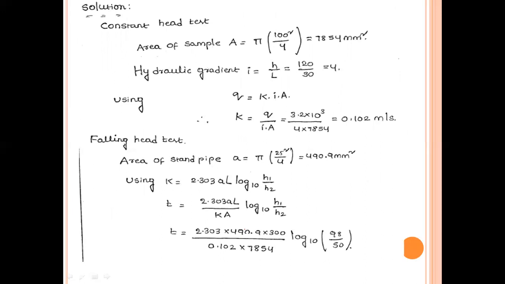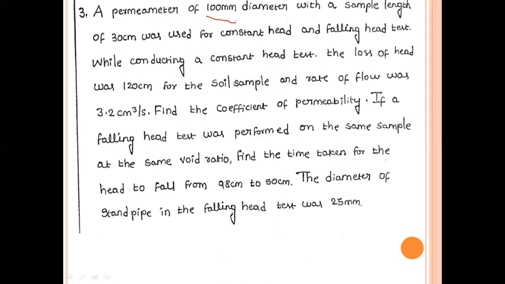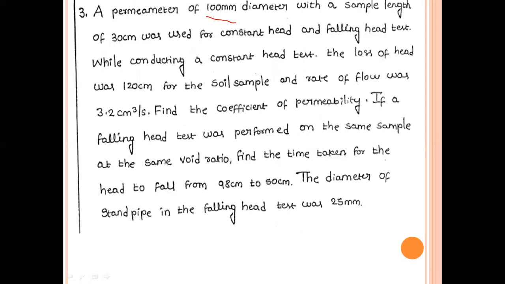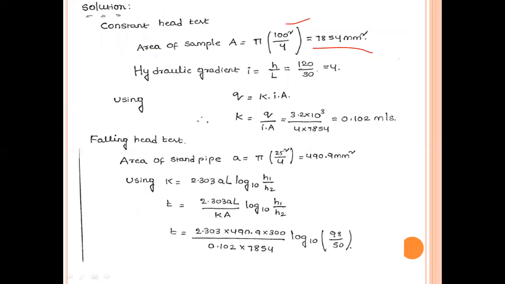First, the constant head test. Area of the sample A equals pi by 4 d square. Here, given the diameter of the sample is 100 mm, then pi by 4 into 100 square equals 7854 mm square. Next, the hydraulic gradient i equals H by L. H is the head loss, 120 centimeters, and L is 30 centimeters. 120 by 30 equals 4.